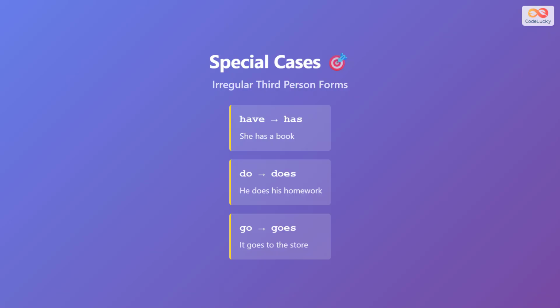Some verbs do not follow the regular spelling rules. These are called irregular verbs. Three important special cases are have, do, and go. The verb have becomes has in third-person singular. We say she has a book. The verb do becomes does. We say he does his homework. The verb go becomes goes. We say it goes to the store. These three verbs must be memorized because they do not follow the standard patterns.